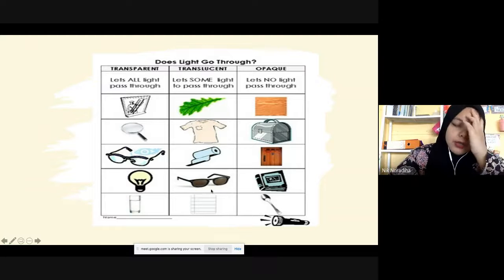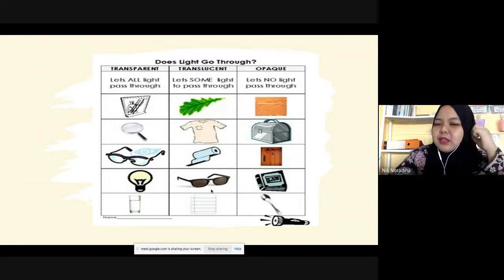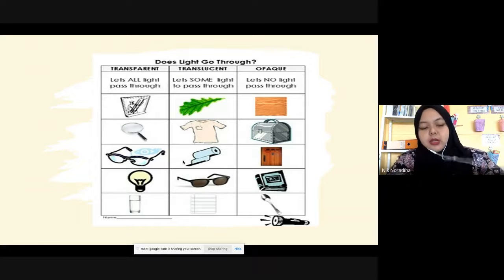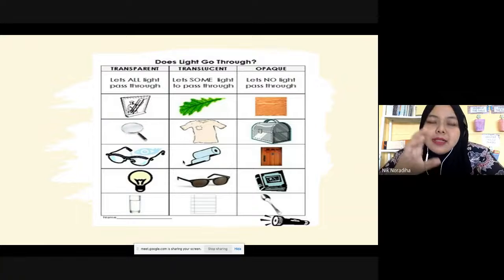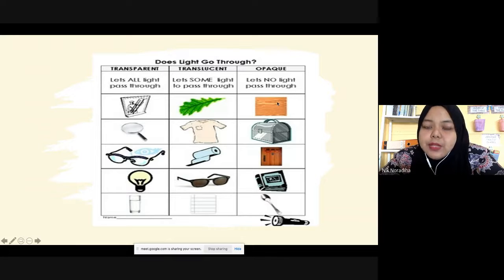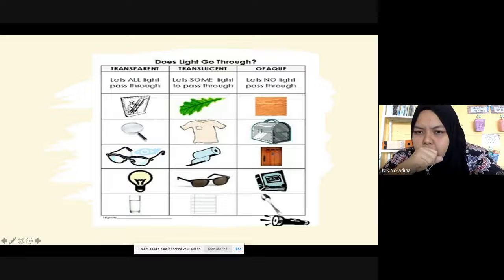But how about shades? The ones that you wear when you go for a picnic at the beach. How about this one? Translucent. Yes, translucent. Only some of the light is allowed to pass through, so it can protect your eyes from the radiation, from the strong heat and also strong light from the sun. Okay. All right. Opaque object. So we have a few examples of opaque objects here. Your spoon, door. All right.